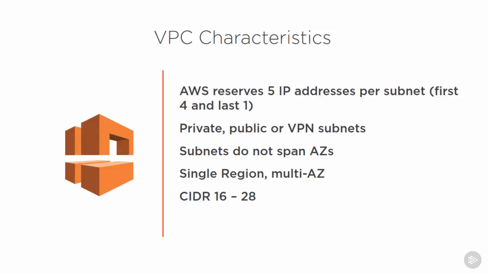Your CIDR block can be anywhere from 16 to 28, so you can configure that however way you'd like. And you can also select the IP prefix. So for example, 192.168.0.0 or 10.0.0.0 or 172. It depends. You can select the IP prefix that you choose.